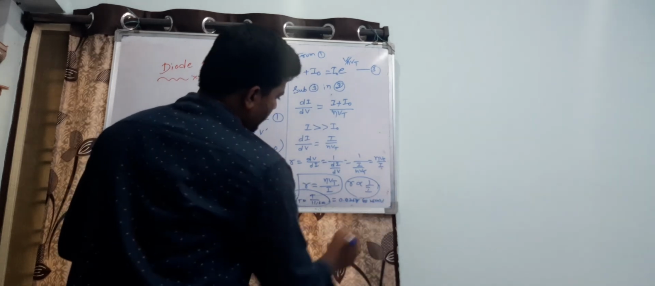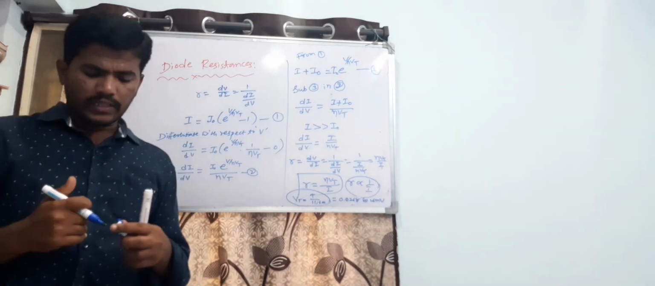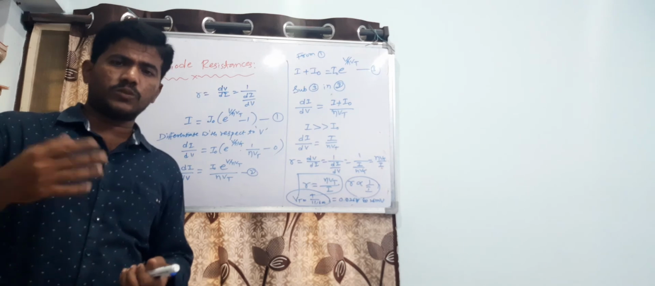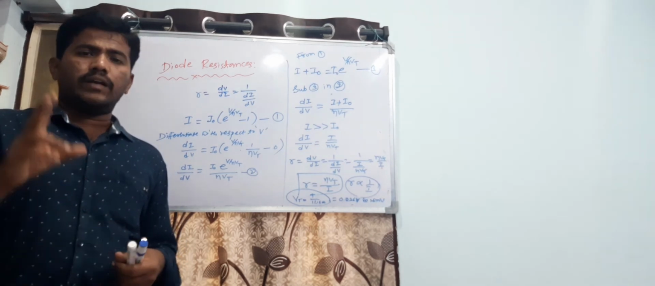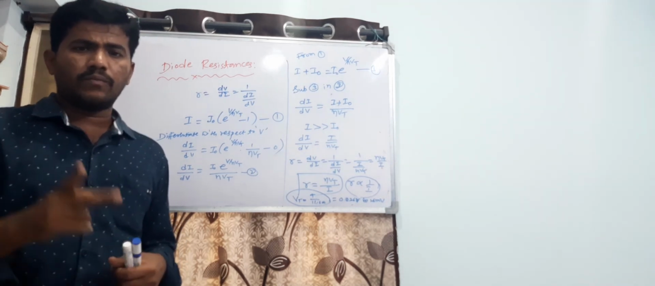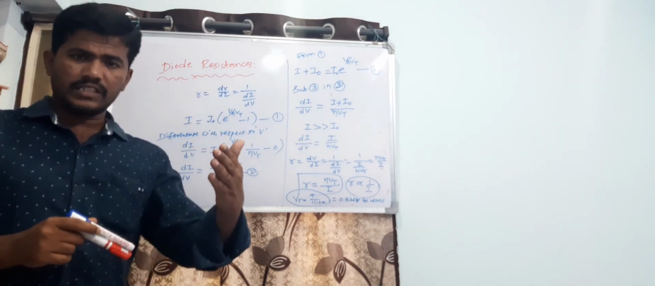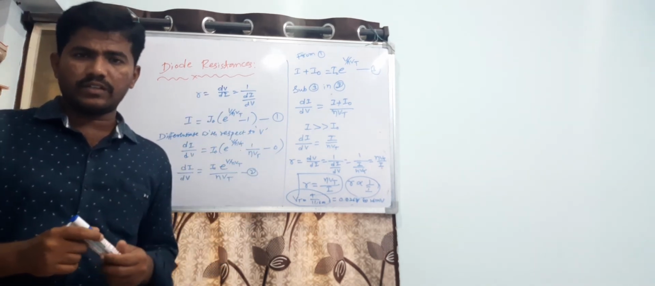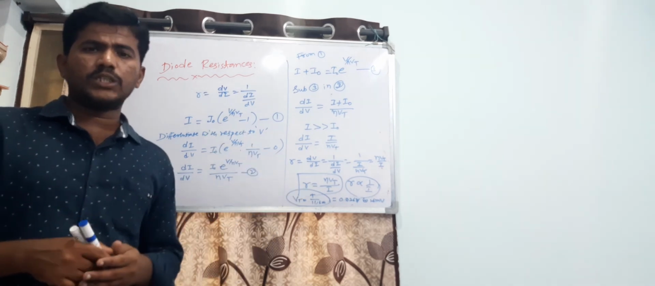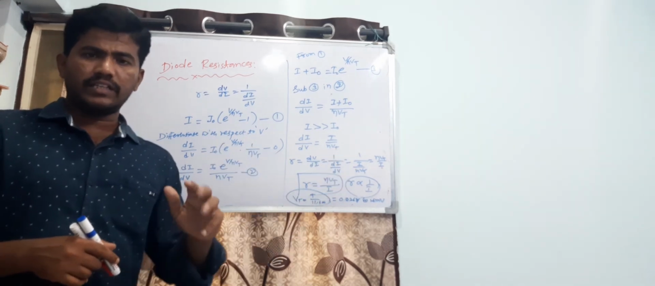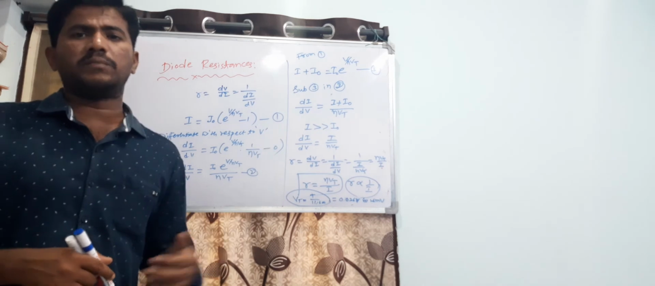So if anybody asks you what are the resistances possessed by the diode, the diode has two types of resistance mainly. One is forward bias resistance and the second one is reverse bias resistance. In forward bias, it reacts in different ways. When it is connected with the DC source, it will possess static resistance. When it is connected with the AC source, it will possess dynamic resistance.